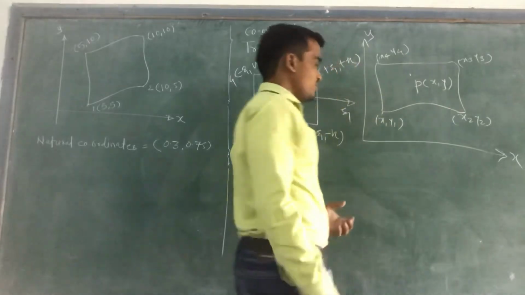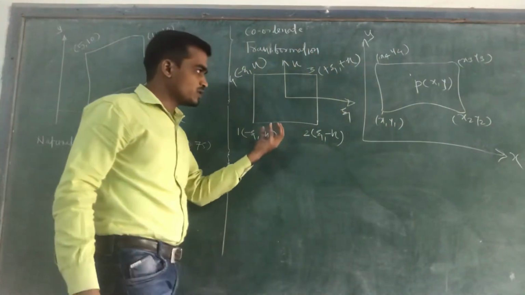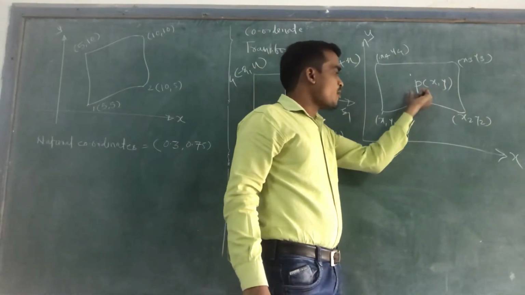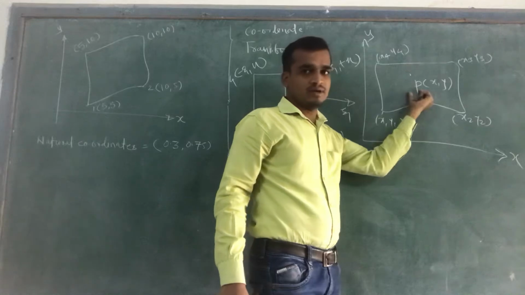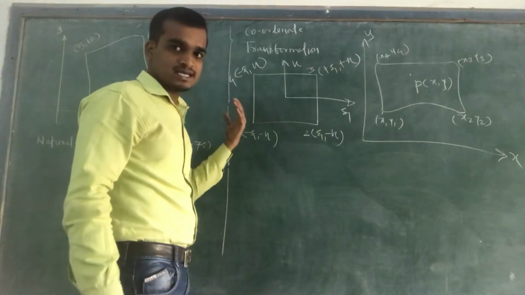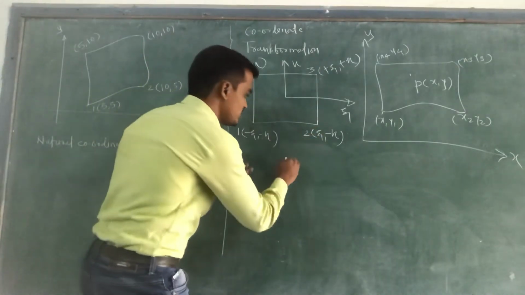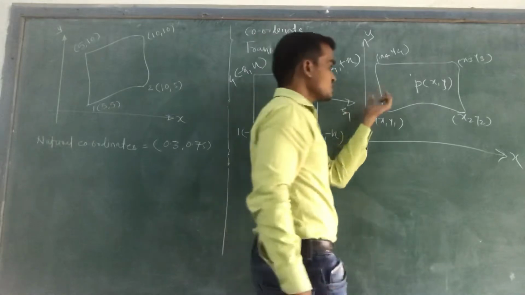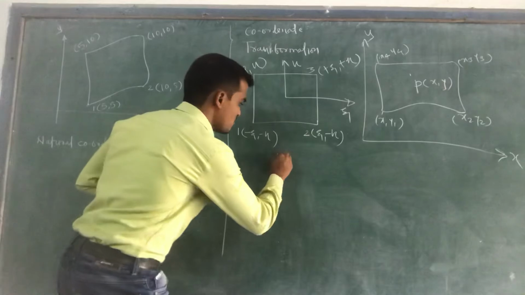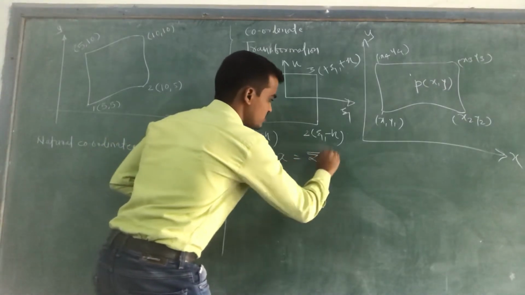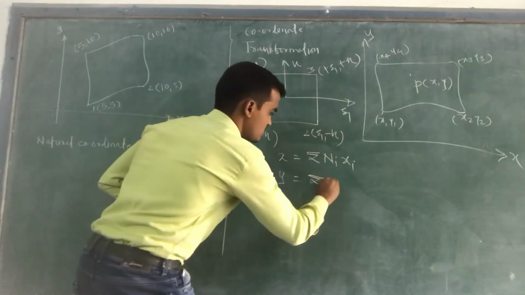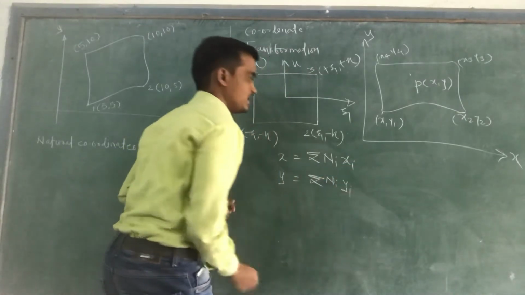Our main motive is to find the shape functions for this point P within this quadrilateral element. We discussed these formulas in our previous lecture. To find the transformed coordinates for this point P, x and y, we have the formulas: x is equal to the summation of Ni xi, and y is equal to the summation of Ni yi. It means what?